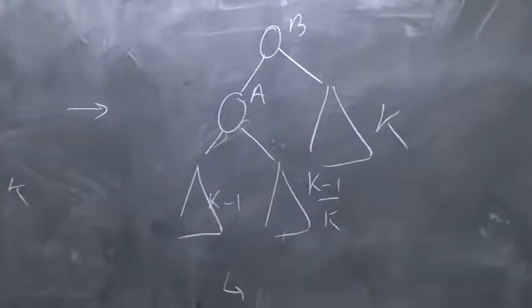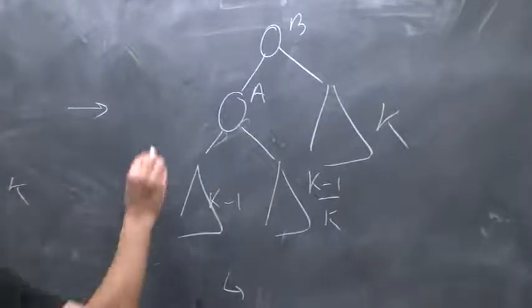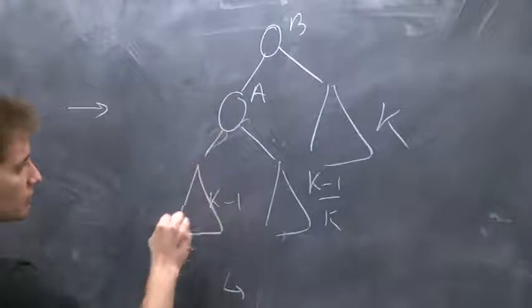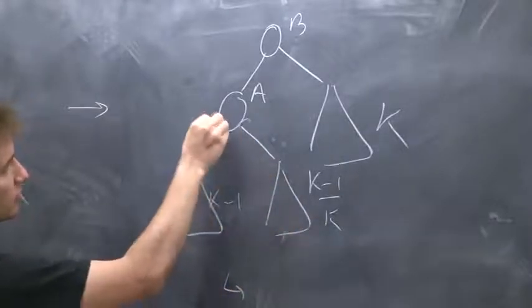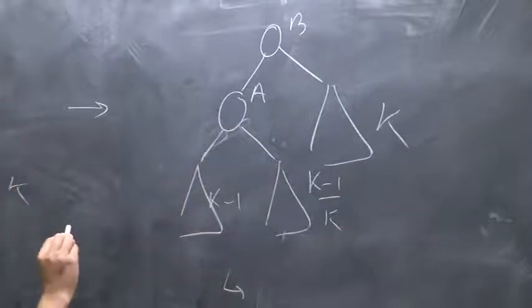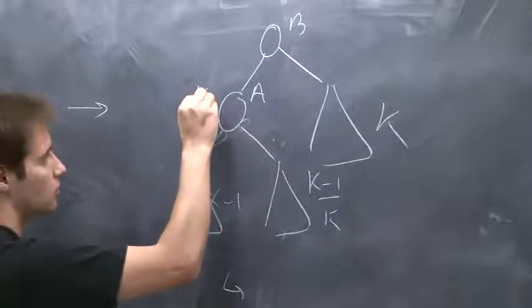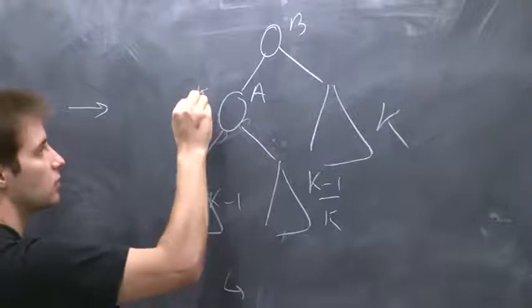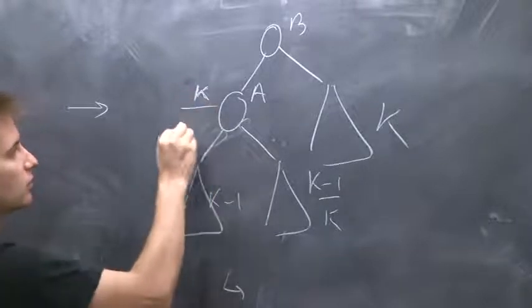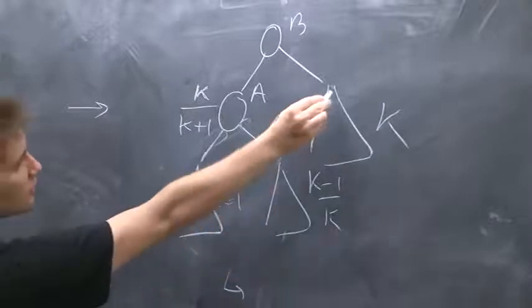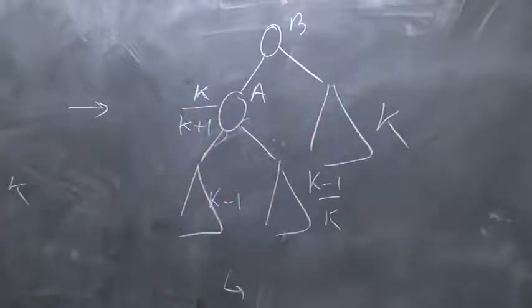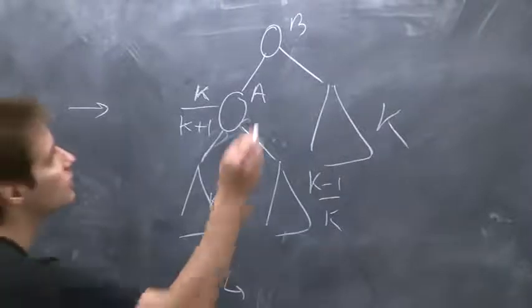Oh wait, that's not enough. Just k minus 1 then, or k. So this is a tree of height k minus 1. This is a tree of height k minus 1 or k. The height of this node is k plus 1. The height of this one is definitely k. The height of this one is k or k plus 1. Is that an AVL? Is it happy now?